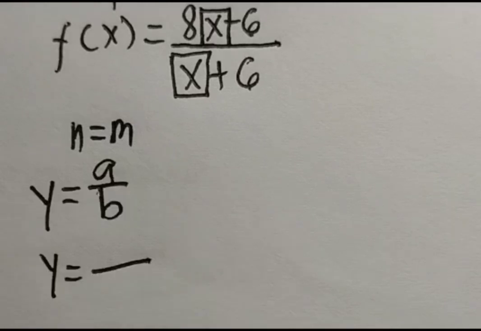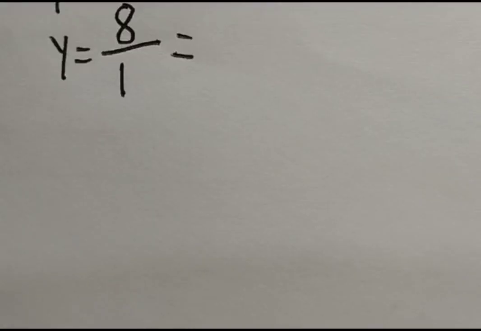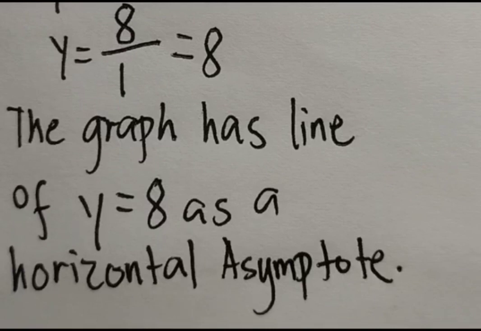Okay, what is our a? Our leading coefficient of the numerator. So that is 8. And our leading coefficient of the denominator is 1. So 8 over 1 is equal to 8. Therefore, our horizontal asymptote is positive 8. So the graph has the line y is equal to positive 8 as a horizontal asymptote.